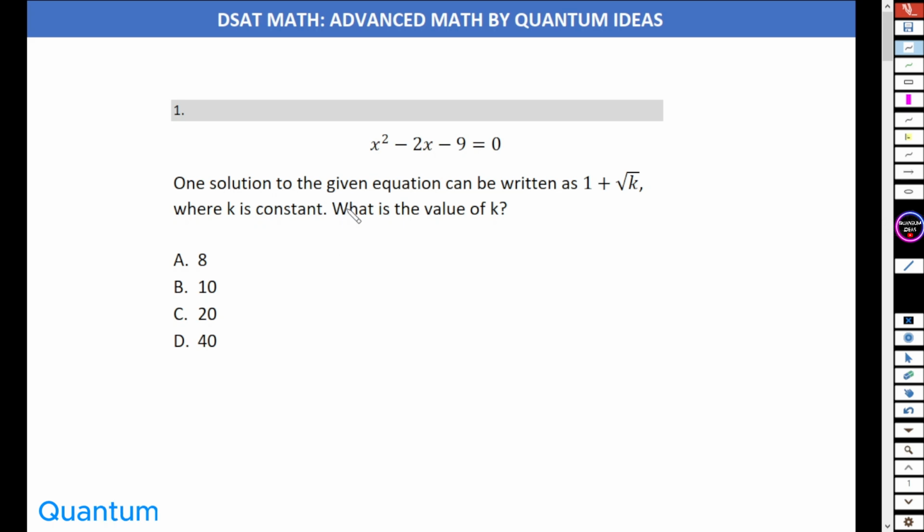Today we will be discussing 5 problems under the topic Advanced Math, and under Advanced Math we will be specially talking about quadratic equations. So let's get started. Let's see number 1.